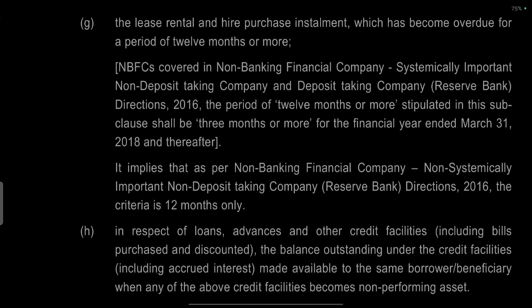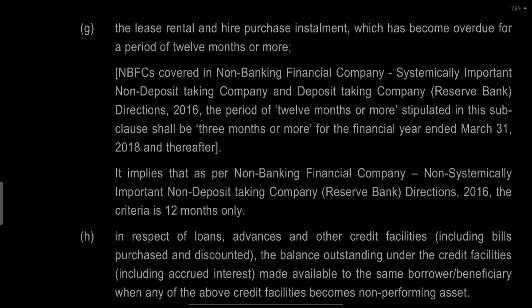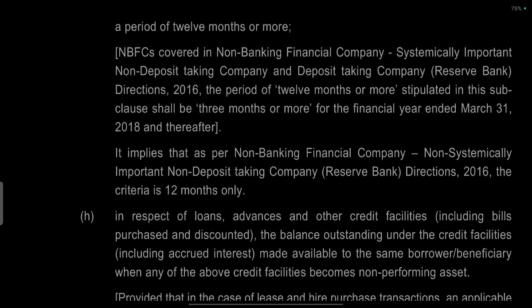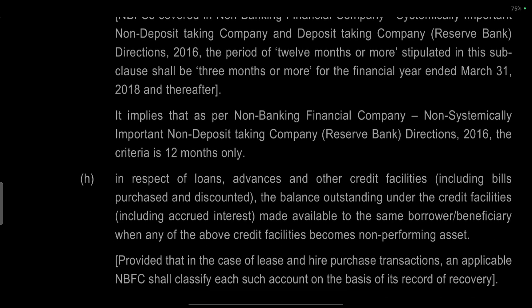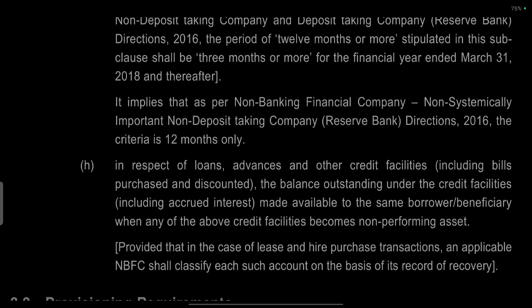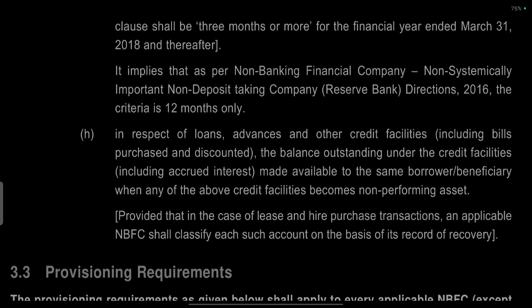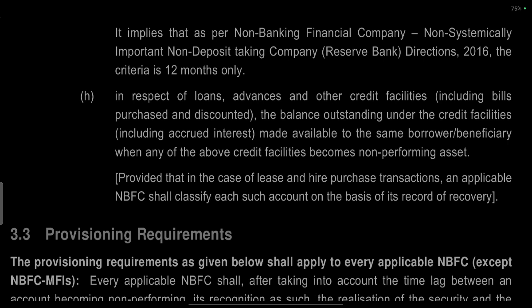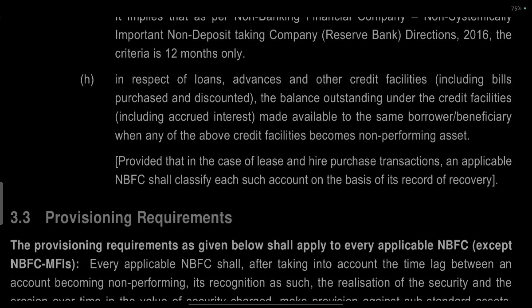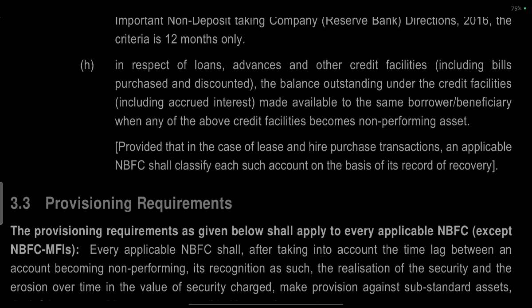The lease rental and hire purchase installment which has been overdue for 12 months or more. The non-banking financial companies, systemically important non-deposit taking companies and deposit taking companies: a period of 12 months or more is stipulated for sub-standard assets, which shall be 3 months or more for the financial year ending 31st March 2018. This implies that non-banking financial companies and non-systemically important non-deposit taking companies retain the criteria of 12 months only.